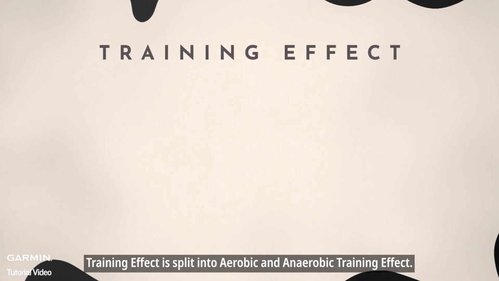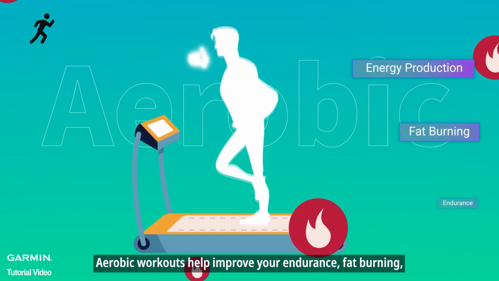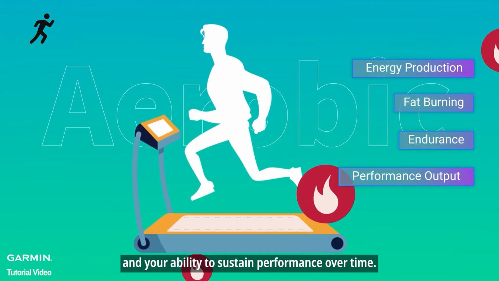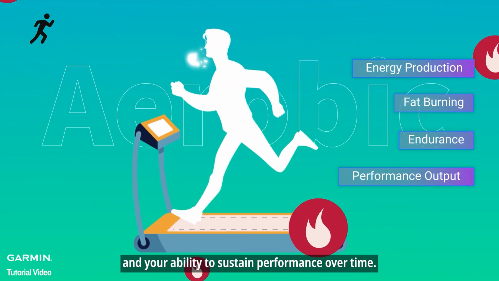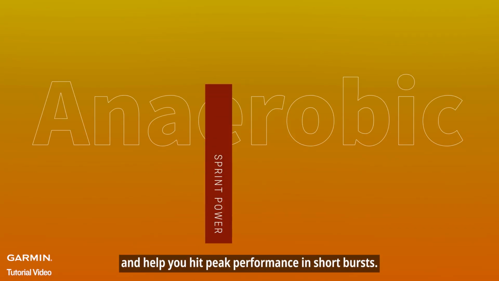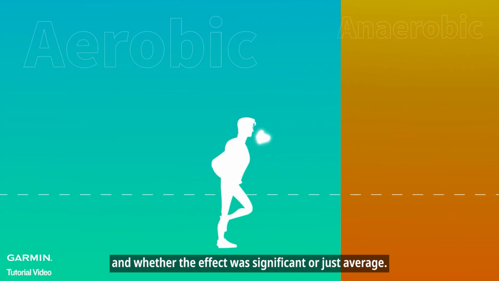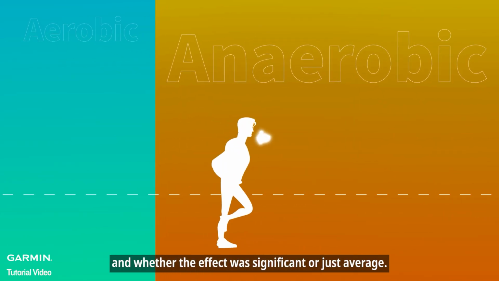Training effect is split into aerobic and anaerobic training effect. Aerobic workouts help improve your endurance, fat burning, and your ability to sustain performance over time. On the other hand, anaerobic workouts boost your sprint power, fatigue resistance, and help you hit peak performance in short bursts. These 2 metrics tell you whether your run focused more on aerobic or anaerobic fitness, and whether the effect was significant or just average.